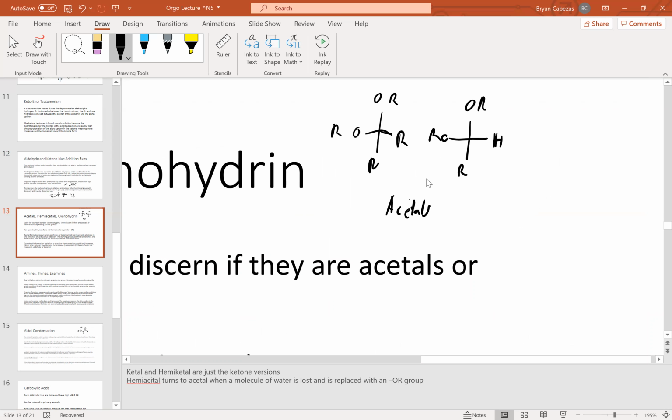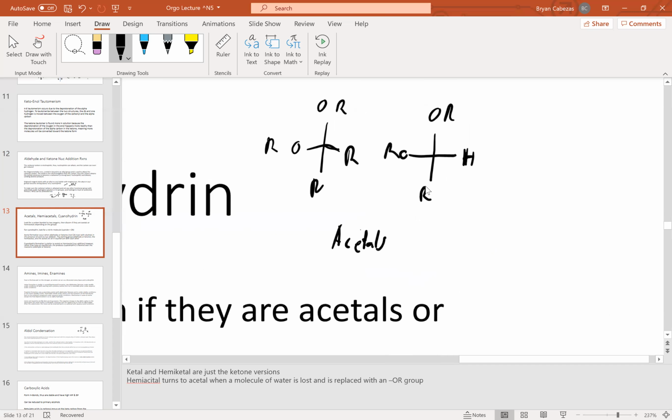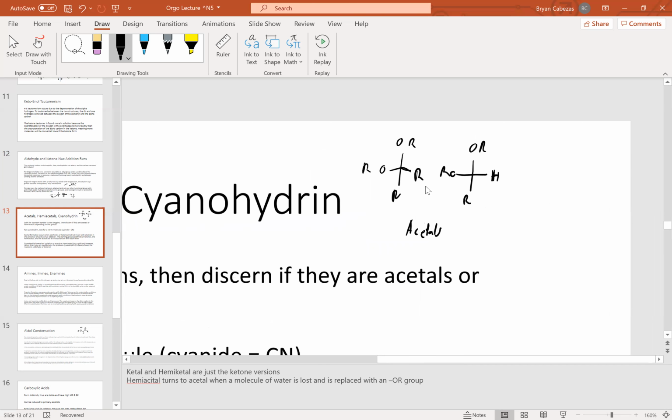So there is terminology used to differentiate between whether you start off with a ketone or an aldehyde. For example, a ketal would be the one if you start off with a ketone, and an acetal would be the one if you start with an aldehyde. However, for terminology on the MCAT, you're not going to be seeing ketal. So just remember that an acetal is when you have two OR groups as your substituents.